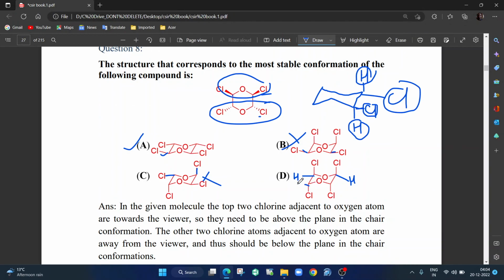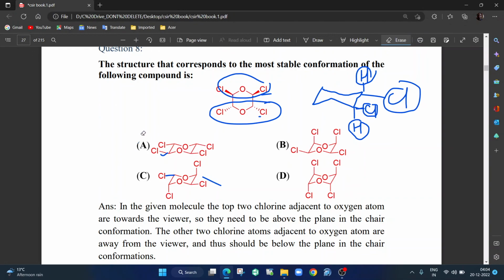So, these hydrogens are above the plane compared to chlorine, right. Similarly, this hydrogen is also above the plane. So, these 2 chlorines are below the plane. So, very clearly you are having, beside the 2 oxygens, 2 chlorines above the plane and 2 chlorines below the plane. So, now we have to find out which is the right one, A or D. B and C are clearly ruled out.